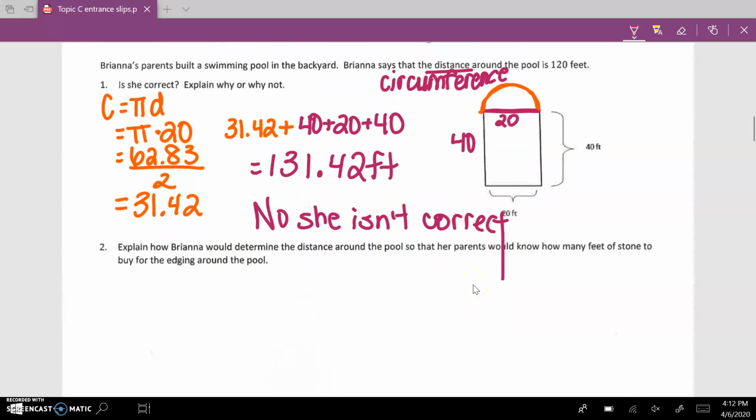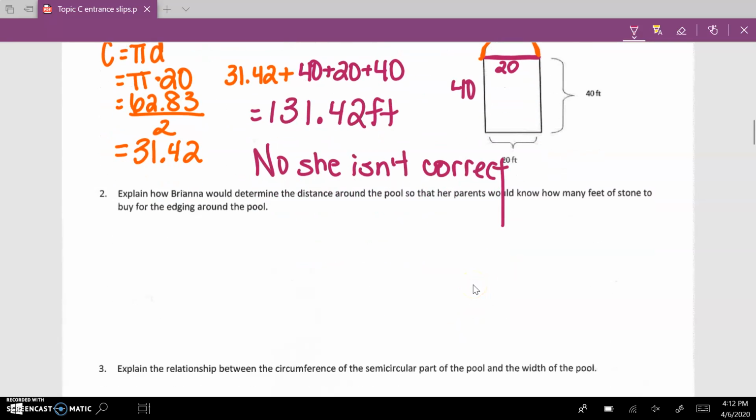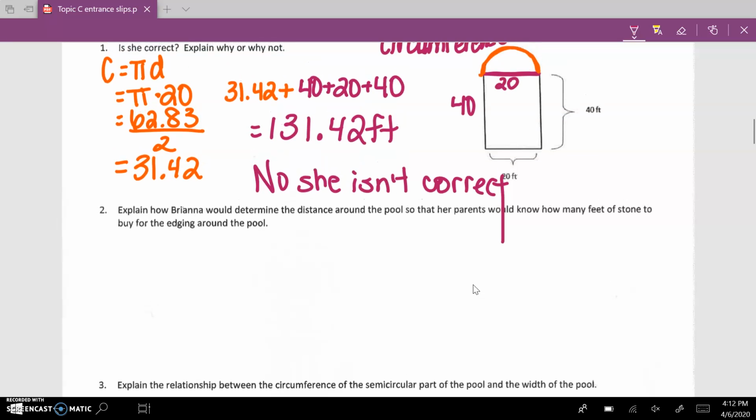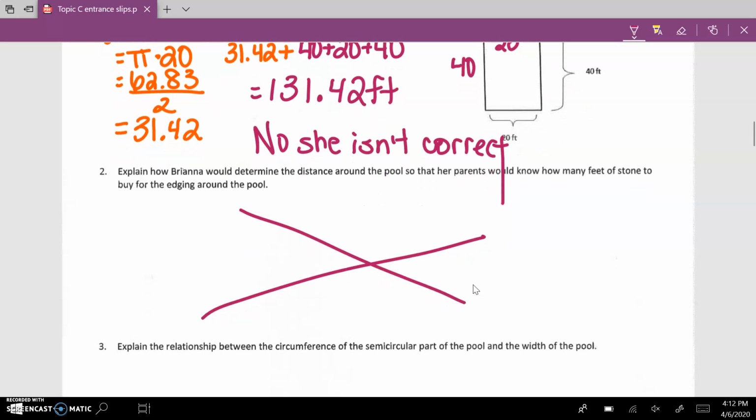Now number 2: explain how Brianna would determine the distance around the pool so that her parents would know how many feet of stone to buy for the edging. It's pretty much what we did up above. If you wrote something, that's okay, but I'm really not too worried about number 2.